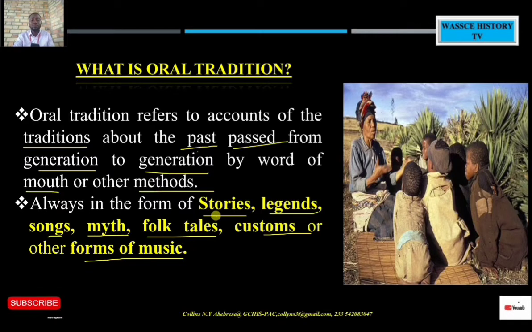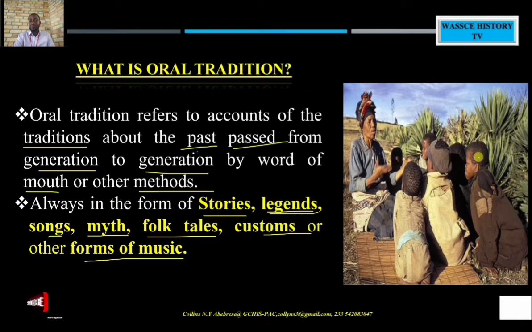As you can see, it could be in the form of stories, legends, songs, myths, which are being transferred from generation to generation. You tell your children, and they will also tell their children, and then they also tell their children, and it moves on and on. In the image here, you see this old lady with these children. She could be telling them a folk tale or legend. We have legends about a certain chief priest among the Akan known as Okomfo Anokye. All the stories that you hear about this man are legends. Most of them are legends.